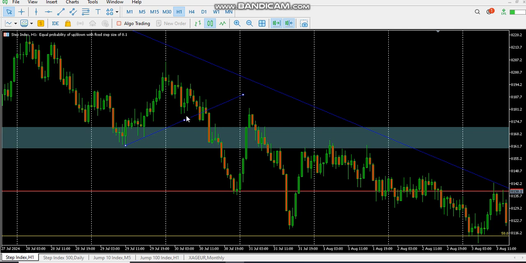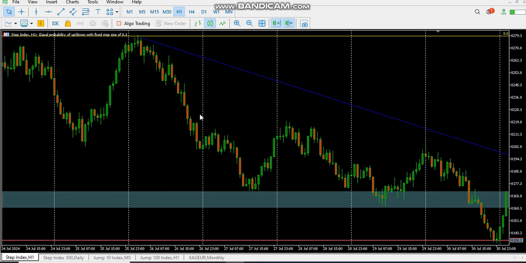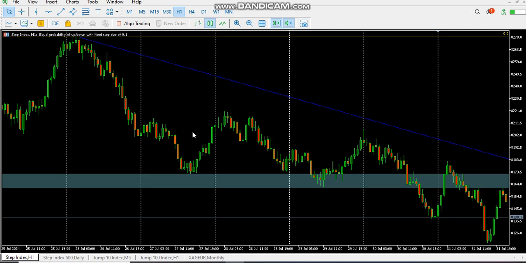So this is how you find continuation patterns for a bearish market. Let me find another place for you to know that this actually works. As you can see, the market has been trending down. So just bring out your counter trend line and draw it. And what happened? As you can see, this is a perfect example.